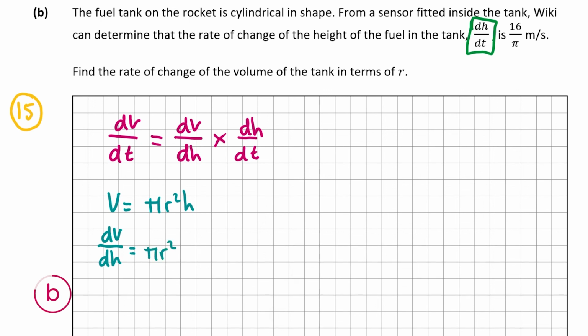So now we have dV/dH, and we also have dH/dt, so multiplying pi r squared by 16 over pi will give us dV/dt. So pi r squared by 16 over pi, both of the pi's will cancel, which leaves us with r squared by 16. So therefore our answer is 16 r squared. So the rate of change of the volume of the tank in terms of r is 16 r squared.